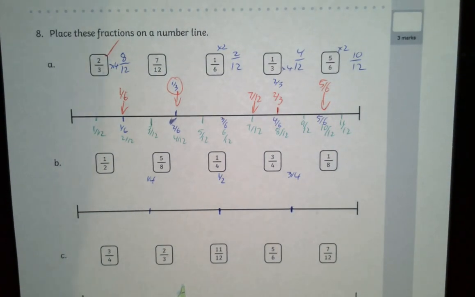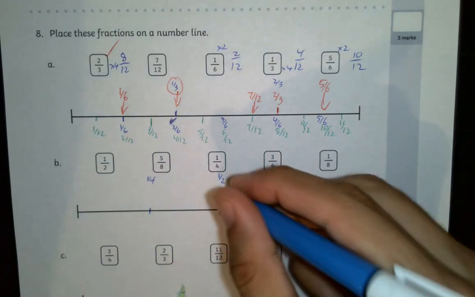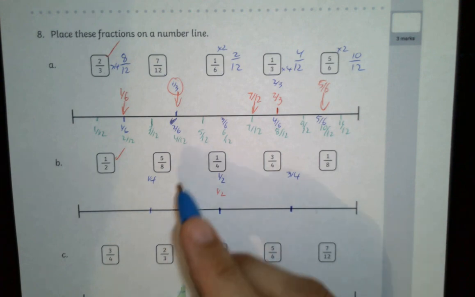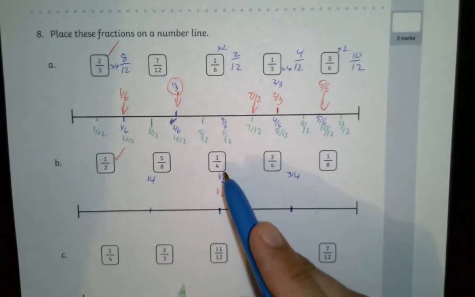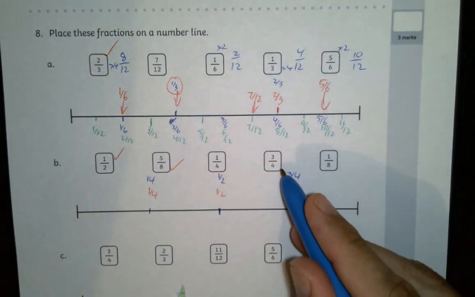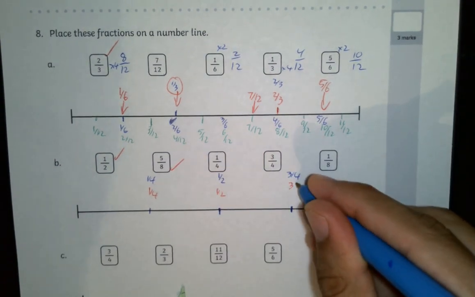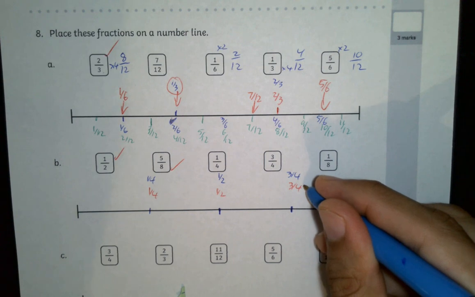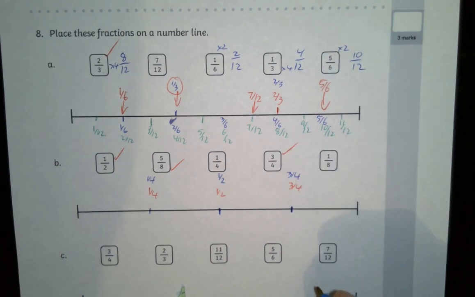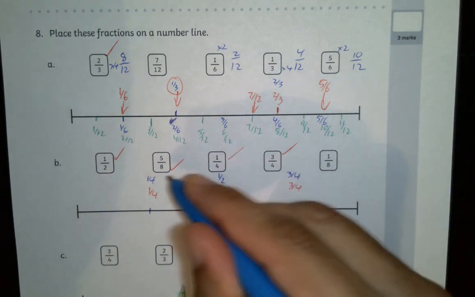So let's just put in the ones that we can so far. A half will be in here. Done. We'll leave the 8ths ones for the time being. 1/4 be over here. Done. 3/4, this one over here. Done. Now, I'll tick the wrong one, sorry. I'm supposed to tick that one.